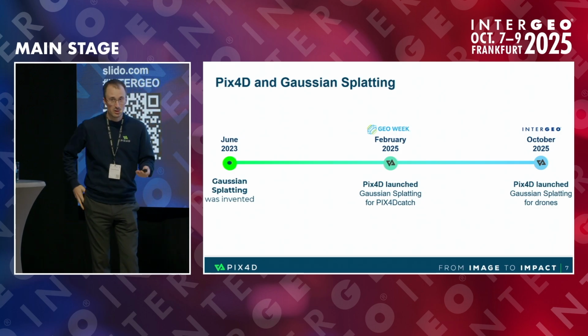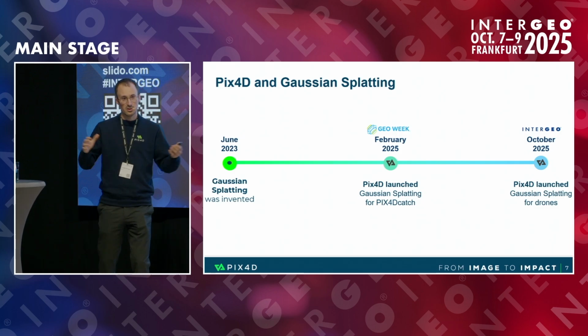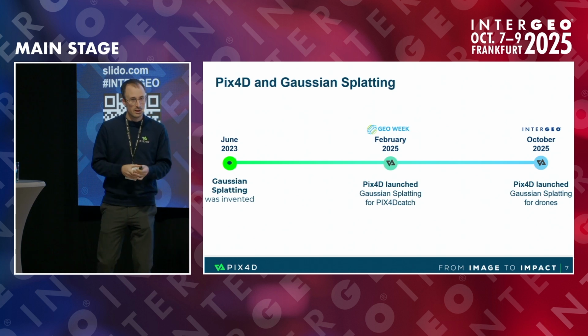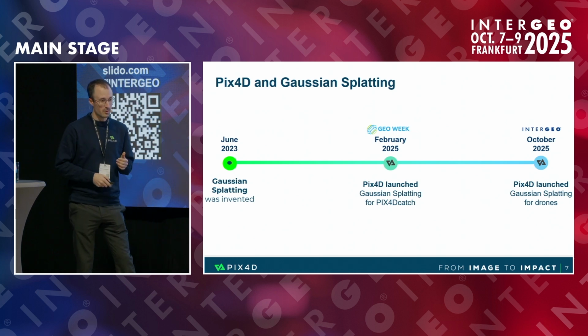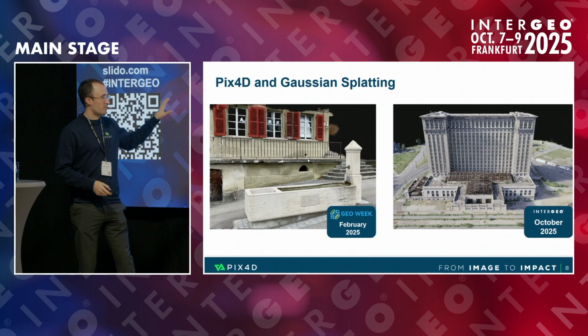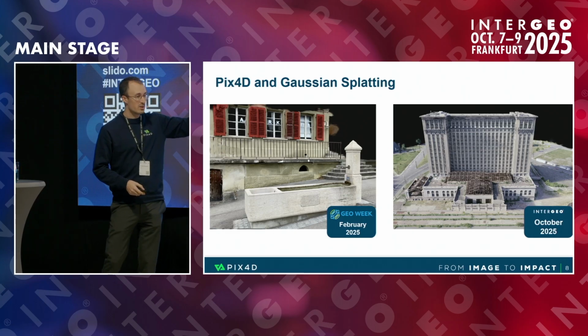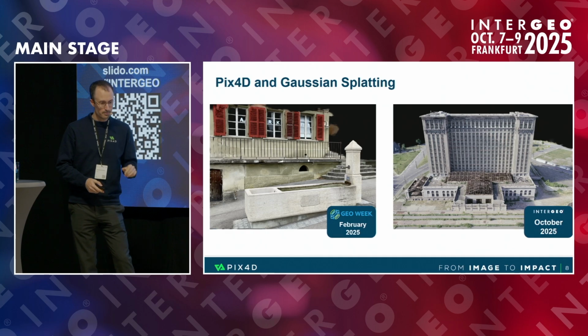And at INTERGEO, we have released something on a larger scale for drones. And that's also available now. So that looks like this. We have terrestrial acquisitions on the left, and now also larger scale models on the right with drones.